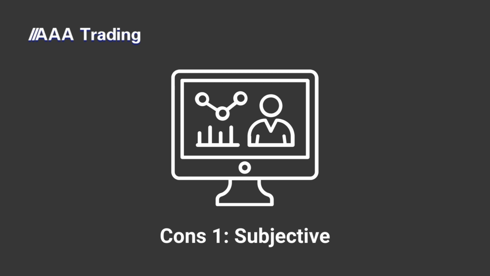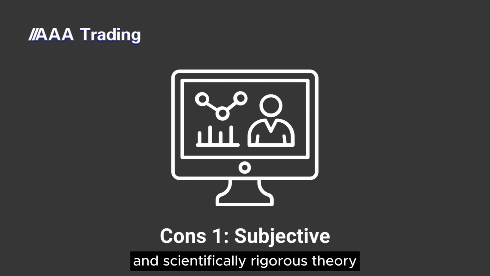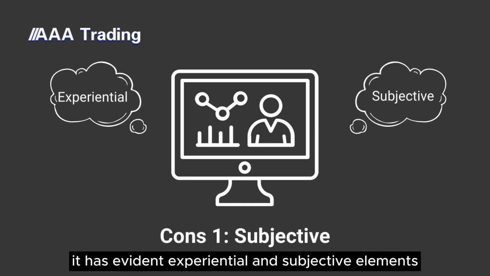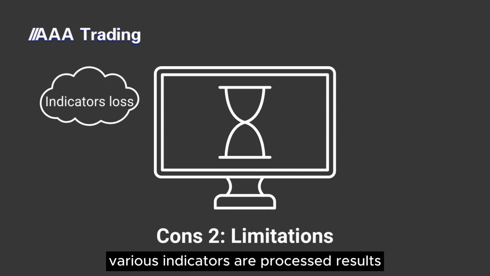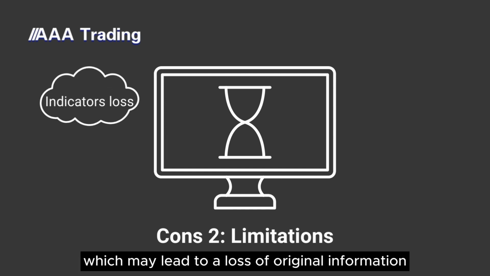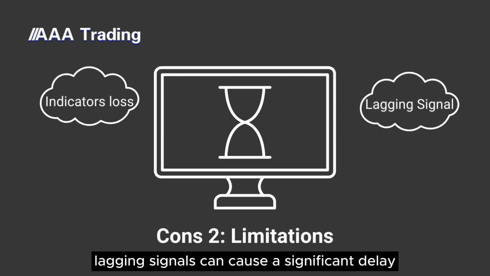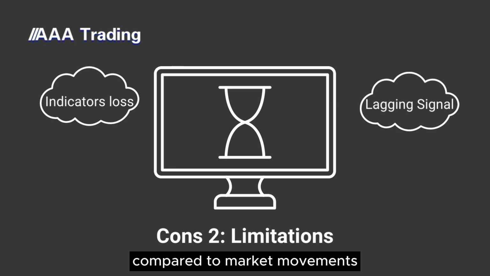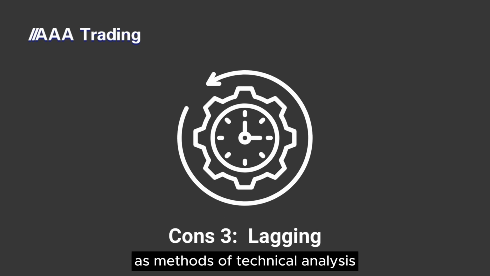Subjectivity. Technical analysis is not a comprehensive and scientifically rigorous theory. It has evident experiential and subjective elements. Limitations. Various indicators are processed results, which may lead to a loss of original information. Lagging signals can cause a significant delay compared to market movements. Obsolescence. As methods of technical analysis are constantly evolving, when they become widely used, they can easily become ineffective.